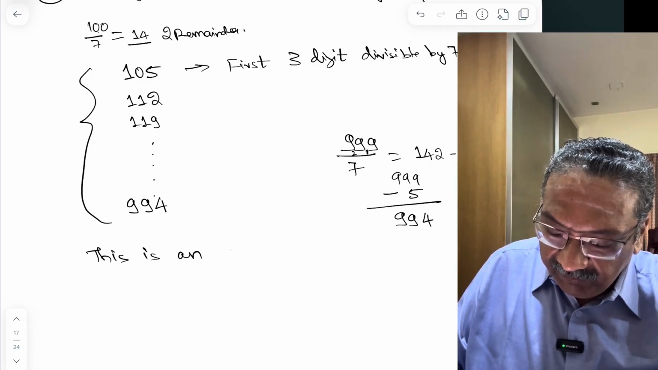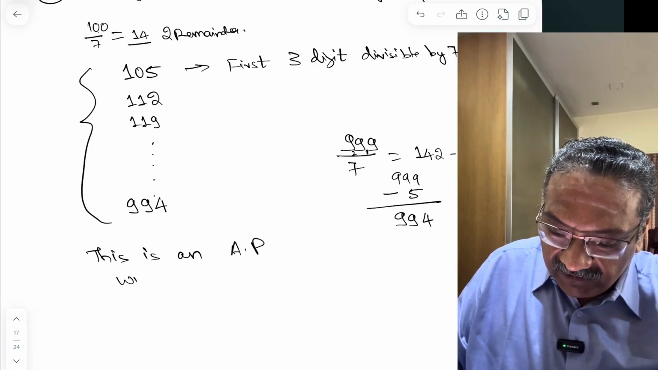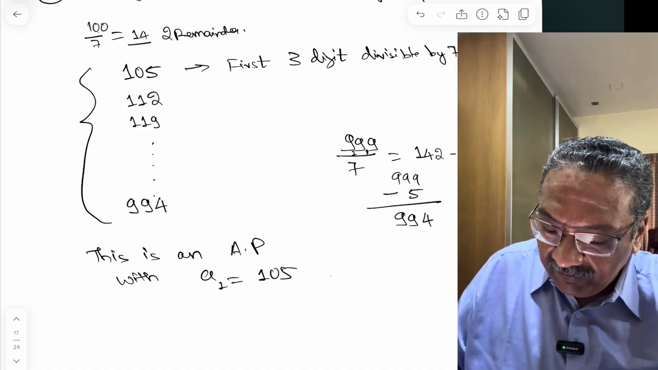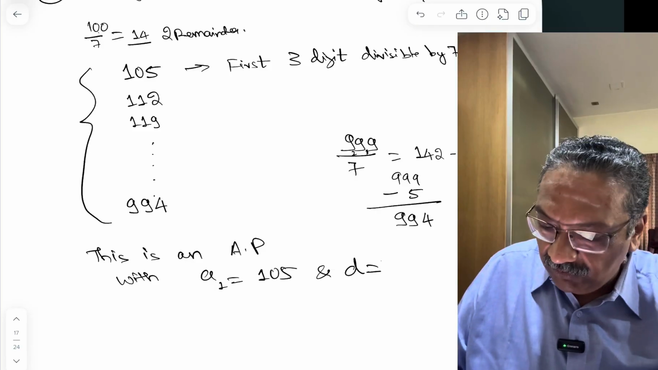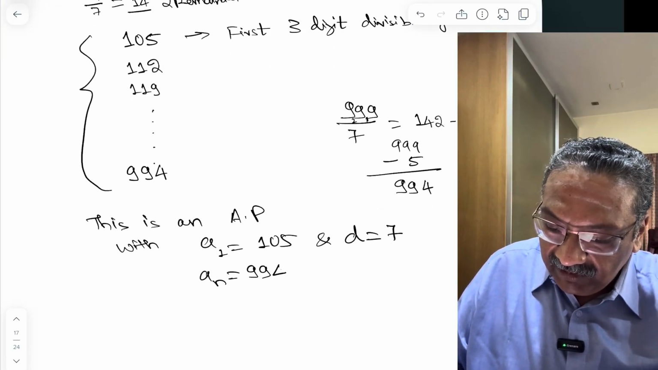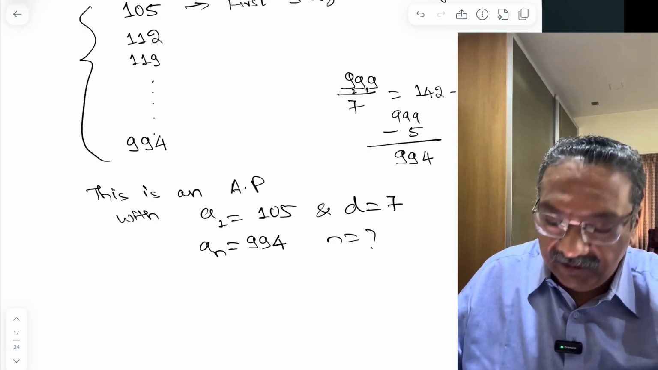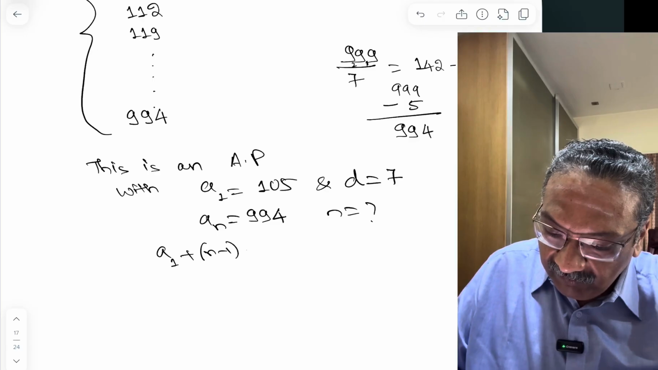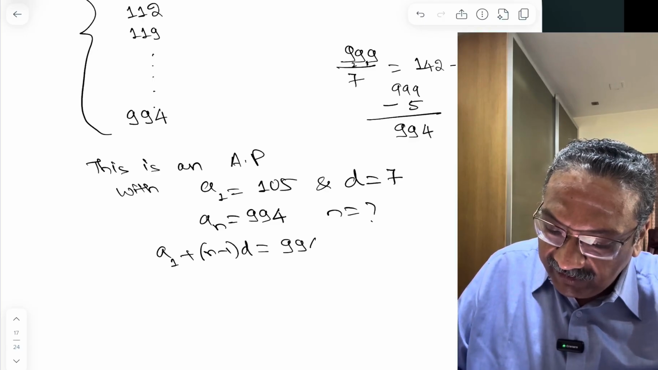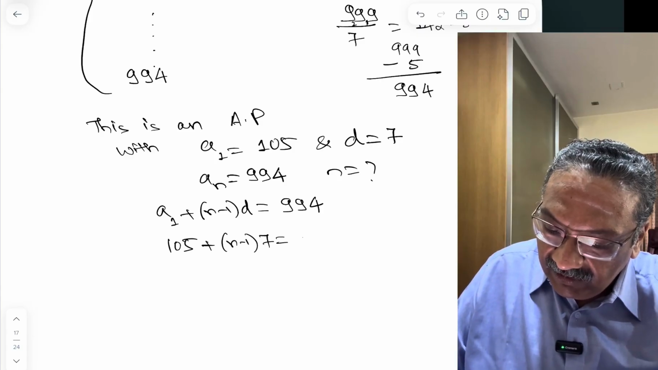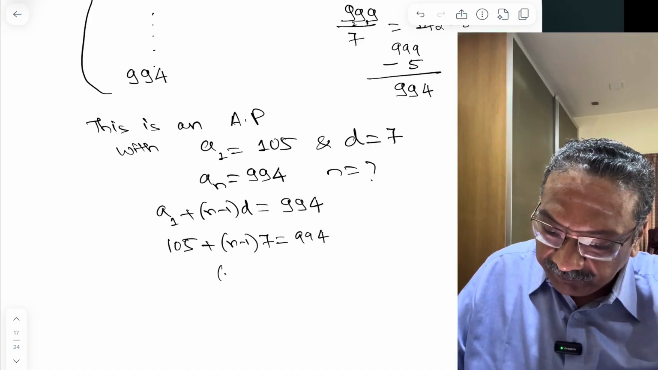This is an AP with first term A1 equal to 105 and common difference D equal to 7. We have AN equal to 994 and we have to find N. The formula for AN is A1 plus (N minus 1) D equals 994, or 105 plus (N minus 1) times 7 equals 994.